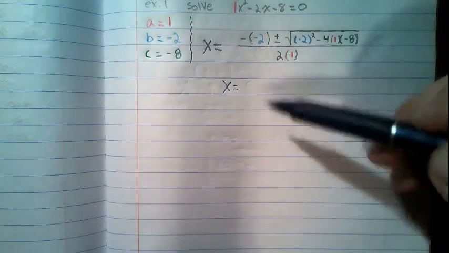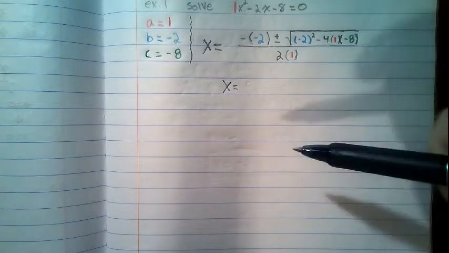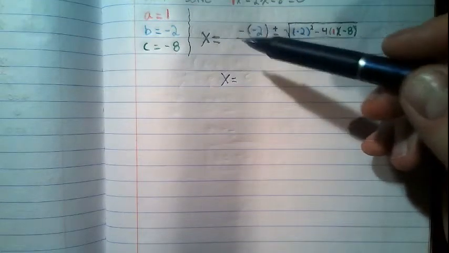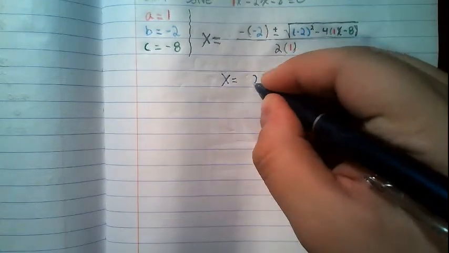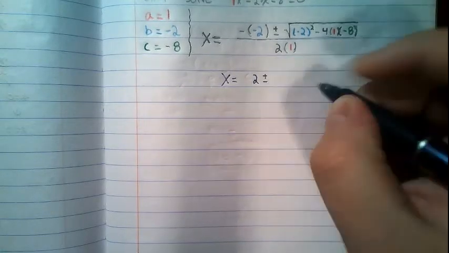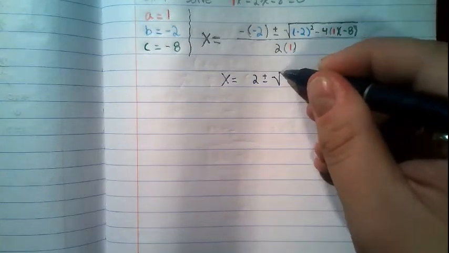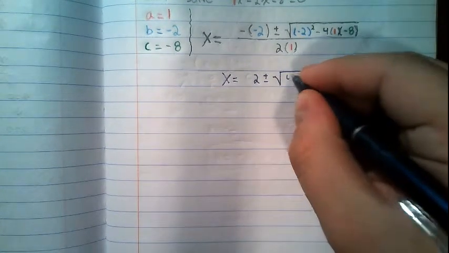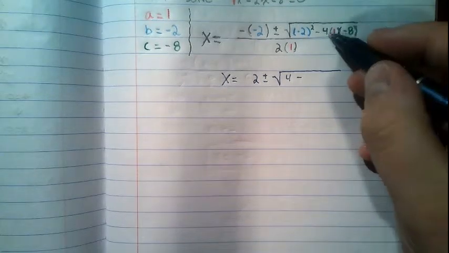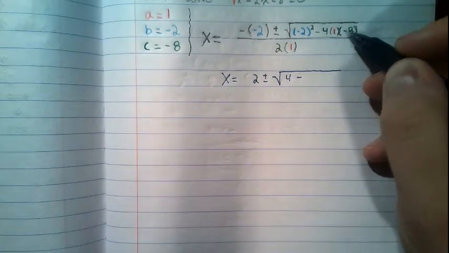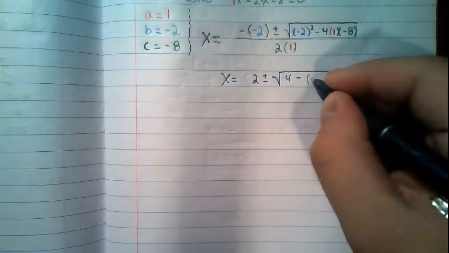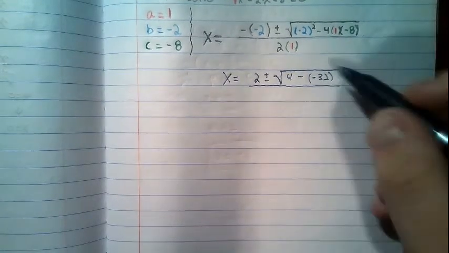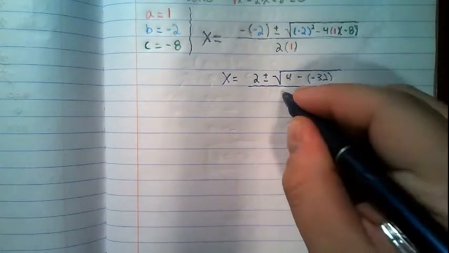So I'm going to keep going through my quadratic formula, and you can notice that this might start taking up quite a bit of space, but we're going to power through it. Negative 2 is positive 2. Again, plus or minus. And then I have the square root. Negative 2 times negative 2 is positive 4. And I'm subtracting. 4 times 1 is 4. Times negative 8 is negative 32, so I'm subtracting negative 32, and that's all over 2 times 1, which is 2.